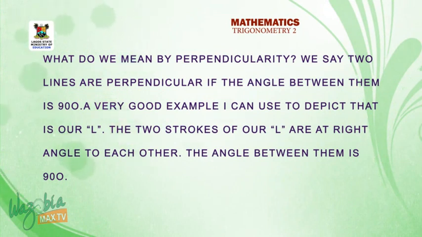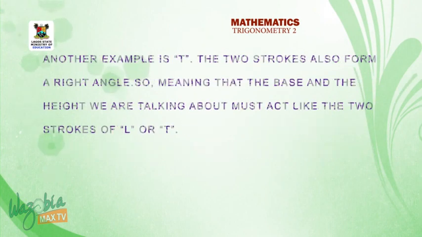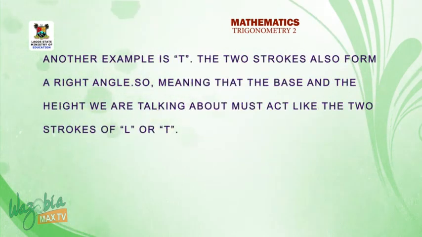So we say two lines are perpendicular if the angle between them is 90 degrees. A very good example I can use to depict that is our capital letter L. The two strokes of our letter L are at right angle to each other. The angle between them is 90 degrees. Another example is capital letter T. The two strokes also form a right angle. So the base and the height we are talking about must act like the strokes of what? Letter L or letter T.